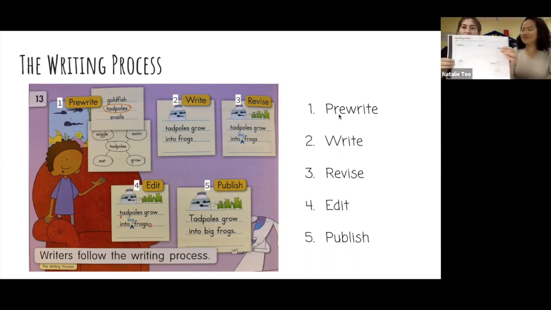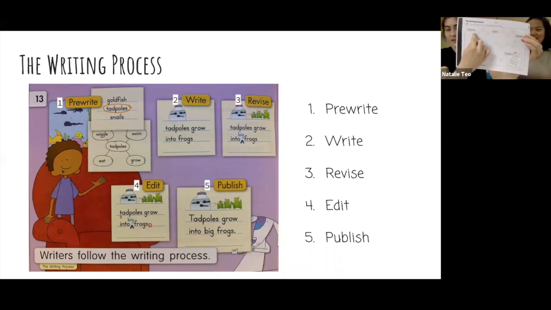And so, okay, let's find pre-write on our paper. Now, color in the pause to follow to the next step.